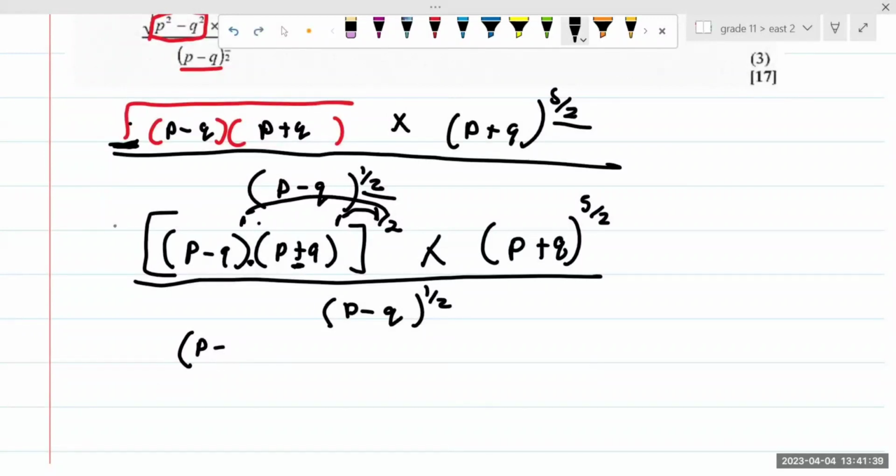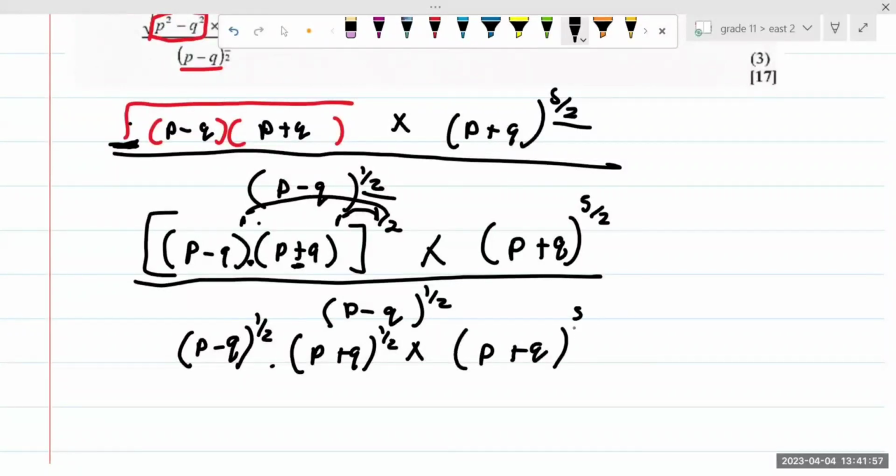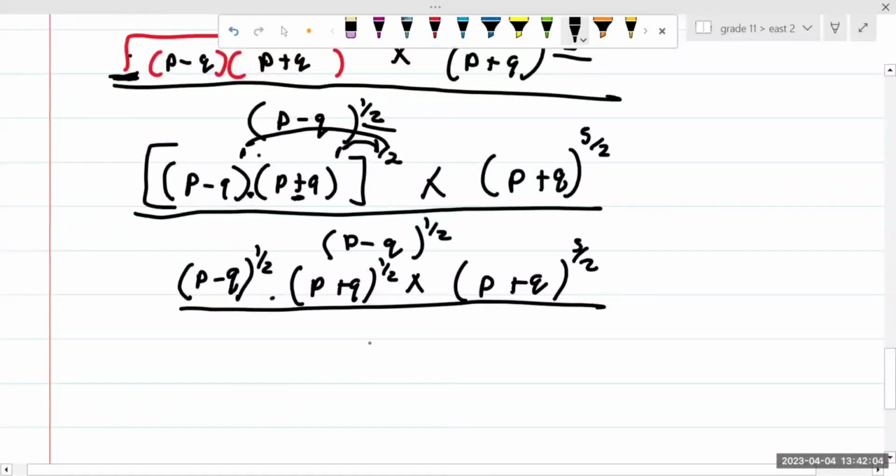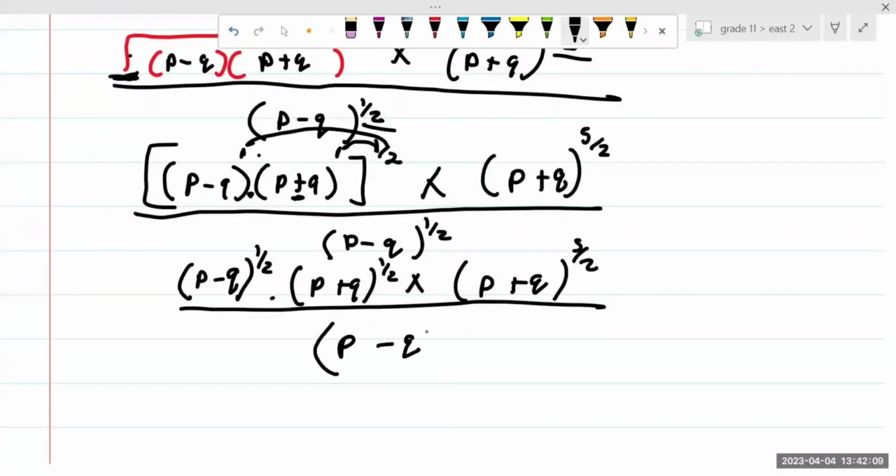1 over 2. Yeah, P minus Q to the power of 1 all over 2 multiplied by P plus Q to the power of 1 all over 2 multiplied by P plus Q to the power of 5 all over 2. And then from here you have P minus Q to the power of 1 over 2.